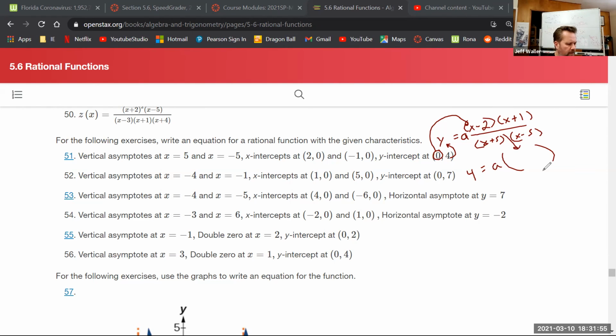I always like to pick the letter A for that because it sounds like adjustment. It's A for adjustment. It's the adjustment number to make the intercept work correctly. All right.